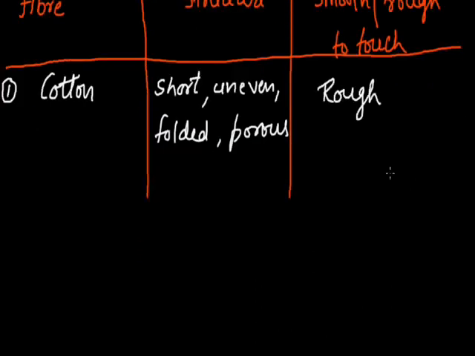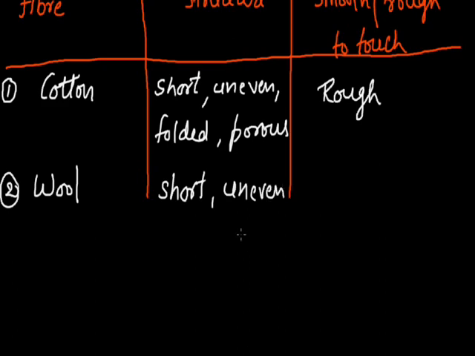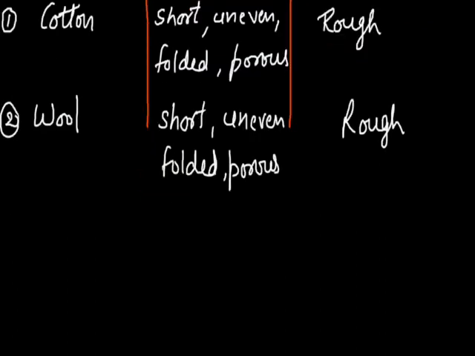Now for the second fiber, when we observe wool through a magnifying glass, we observe the same condition which we discussed for cotton. It means wool fiber is also short, uneven, folded and porous. So we can say that wool fiber is also very rough to touch.